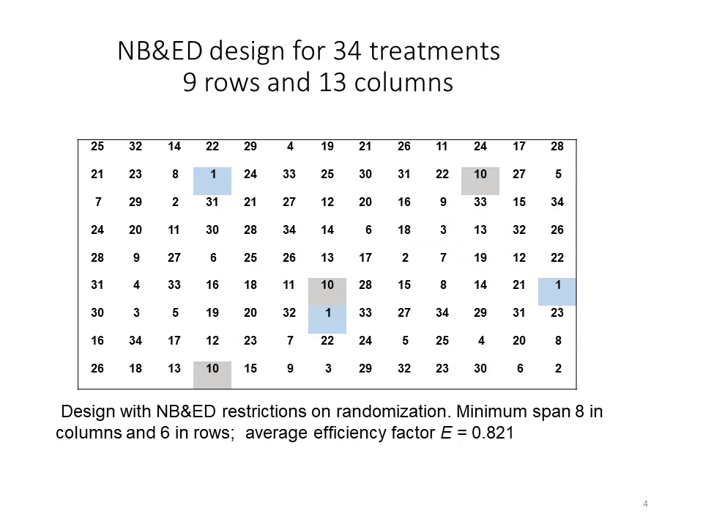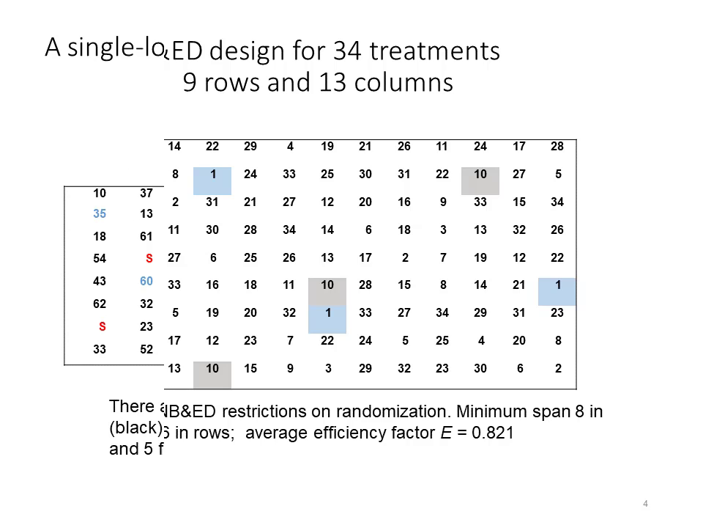On the next slide, we show a neighbor-balanced and evenness of distribution design for the same parameters. It avoids all the treatment adjacencies that were shown in the previous slide and has minimum column and row spans of 8 and 6 respectively. There's a small drop in the average efficiency factor, but that's outweighed by the advantages evident in these new designs.